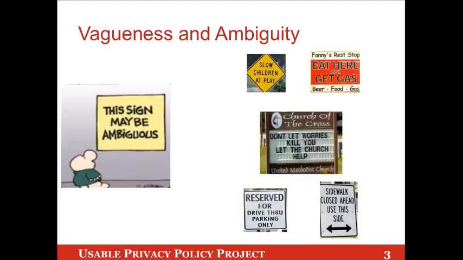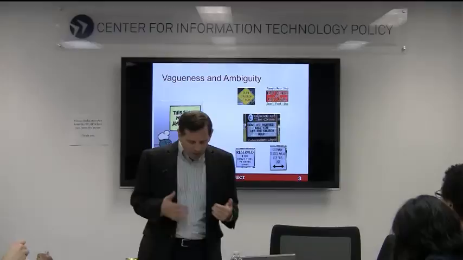The one that I really liked, though, was from this United Methodist Church, the Church of the Cross. The street sign was, don't let worries kill you, let the church help. Now, is the church helping to kill you, or is the church helping to make your worries go away? You get the drift. There are lots of different permutations to vagueness.